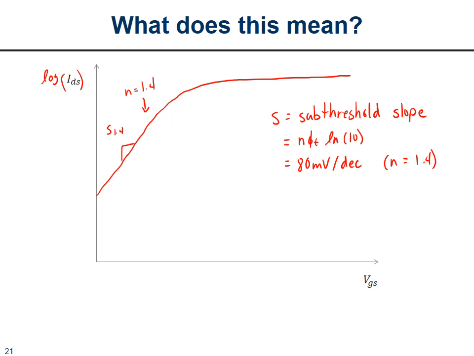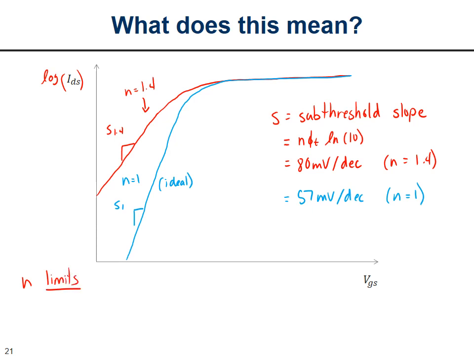Now, if we didn't have that, if n were equal to 1, then the plot would look similar. It'd still be exponential, but it would just have a much higher slope. Okay, and then we'd trail off into the above threshold region. So if we call this the slope when n equals 1, which is the ideal case, then it's equal to 57 millivolts per decade. N equals 1. Okay, so what this means is that n limits the subthreshold slope.